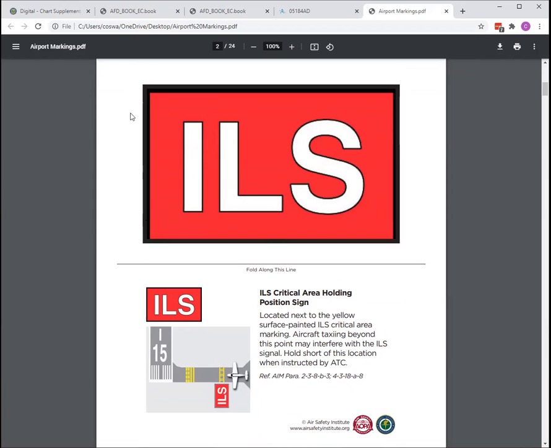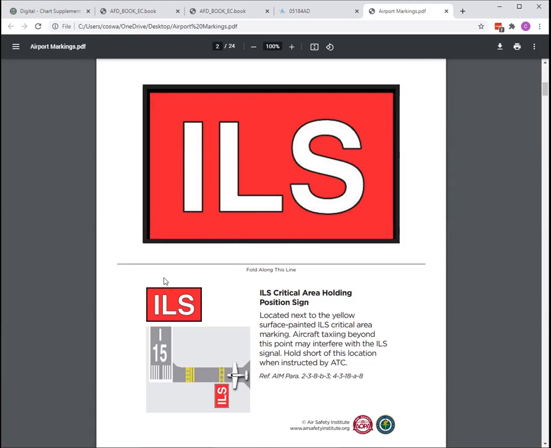So the first one is this big sign, and most of these, if they're not painted on the runway, will be on a sign that's right next to the taxiway. They're very hard to miss. They're usually lit. And so you'll see this big sign on the side of the taxiway that says ILS, and it's going to be red, black, and white. This is just indicating to you that this is an ILS hold short position.